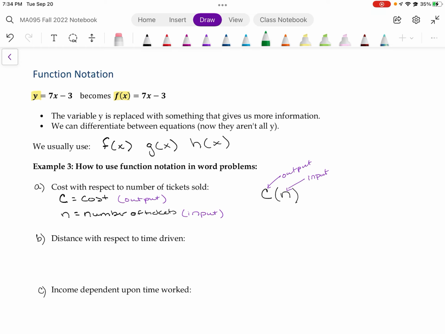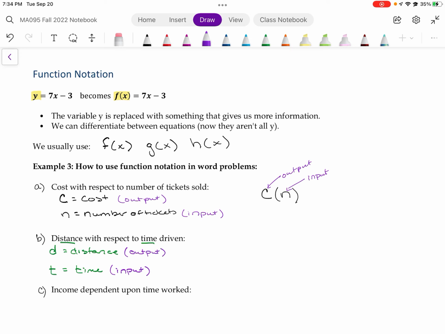All right, distance with respect to time driven. So distance is going to be d, okay? D is distance, and we're going to call t time. Okay, so we've got distance, we've got time. All right, so which is our input and which is our output? All right, so input is time, always, and output is distance.